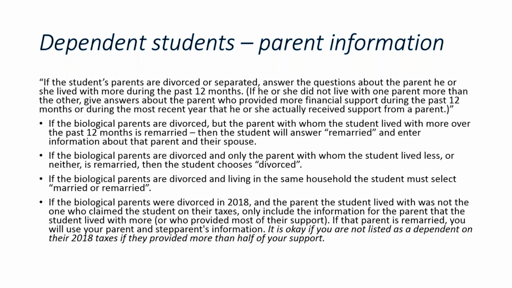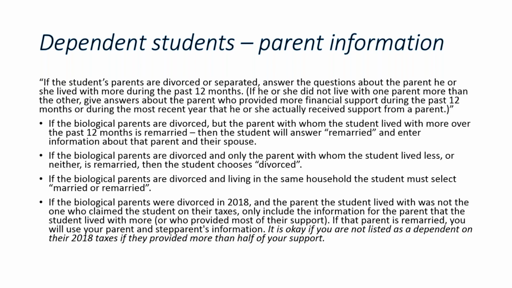If the biological parents are divorced and living in the same household, then the student has to select married or remarried because they are both living in the house and both providing support. If they were not living together, it'd be different. Then we would go back to that either divorced or remarried answer. So if the parents were divorced in 2018 and the parent the student lived with was not the one who claimed the student, only include the information for the parent that the student lived with more.